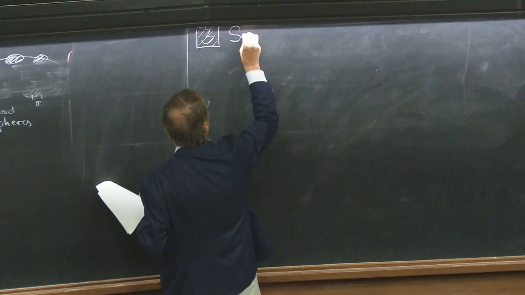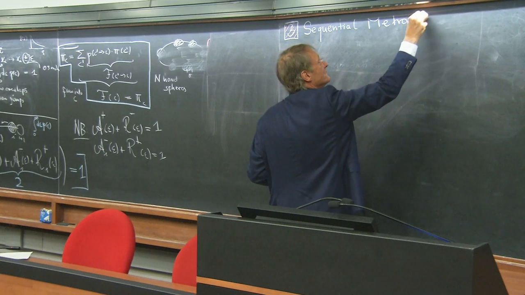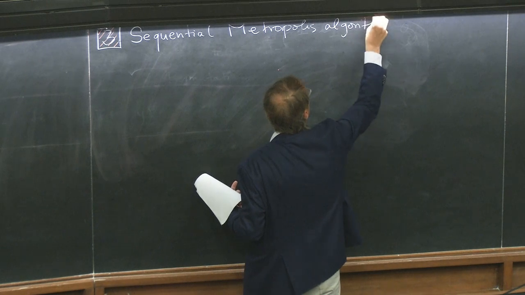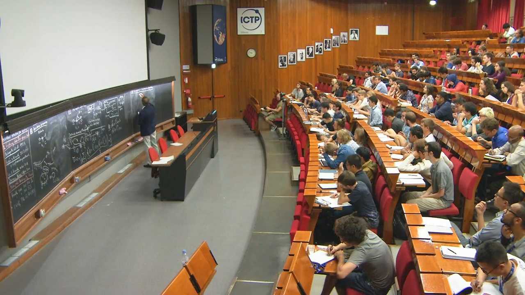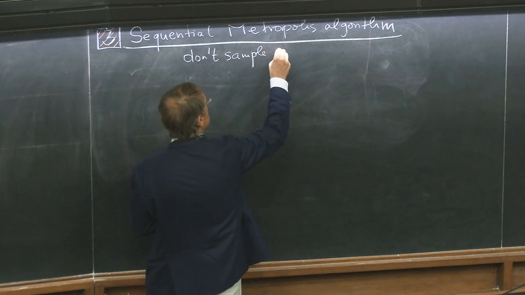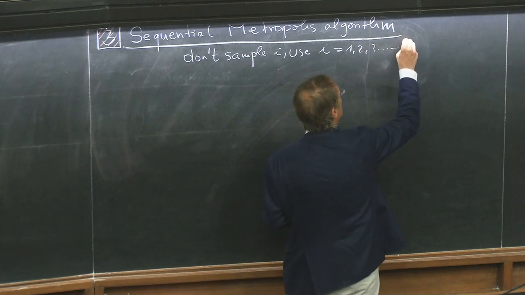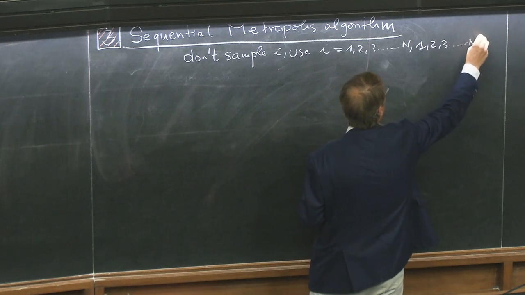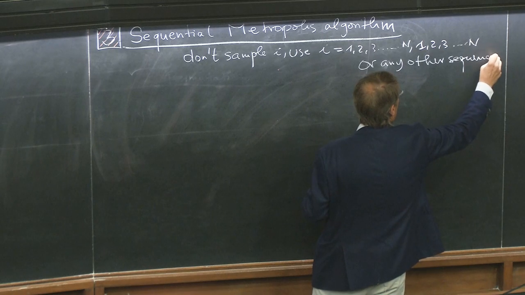So now I do another algorithm, which is the sequential one. Now things become more complicated. I do the sequential Metropolis algorithm. I don't sample i, but I use i equals 1, 2, 3 up to n. When you're done, then you start again 1, 2, 3 up to n, or any other sequence containing all i's.